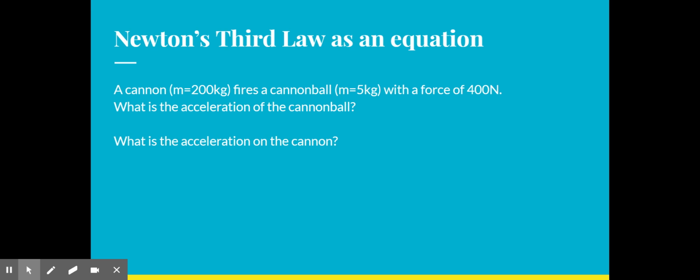Now, let's try a problem like this. Let's say we had a cannon with a mass of 200 kilograms, and it fires a cannonball with a mass of 5 kilograms with a force of 400 newtons. What would be the acceleration of the cannonball? What would be the acceleration of the cannon?